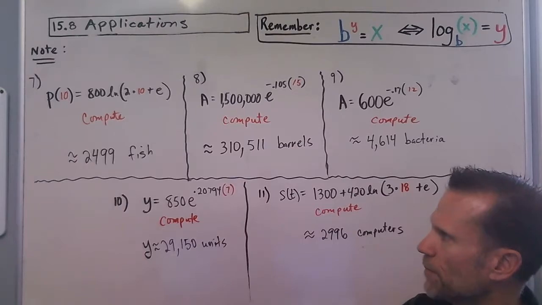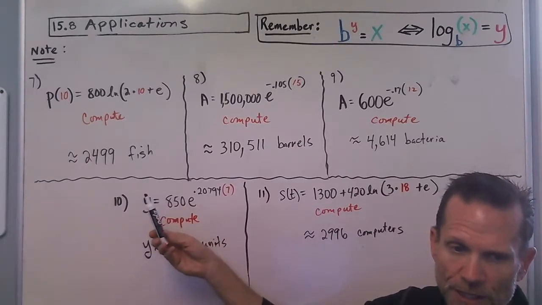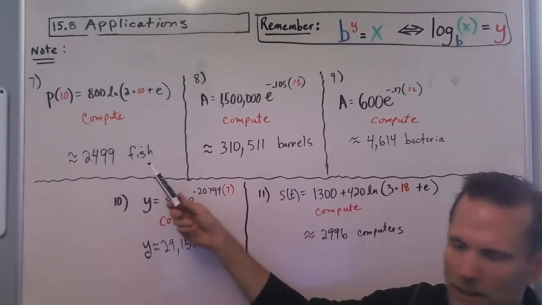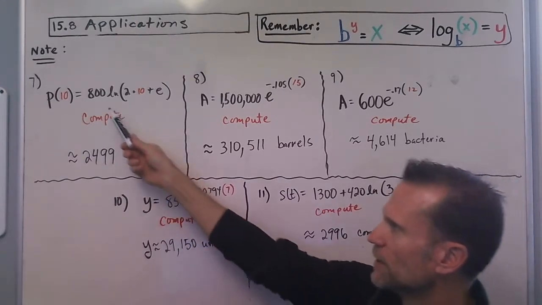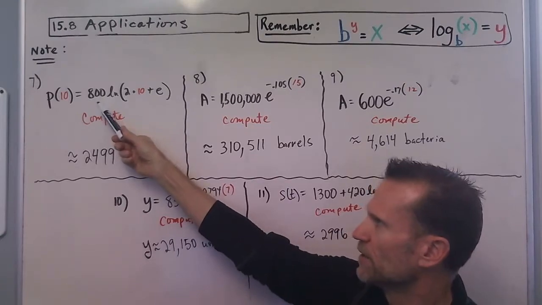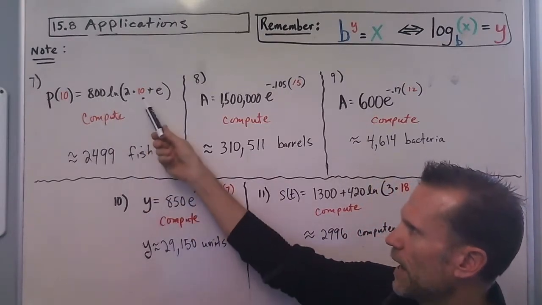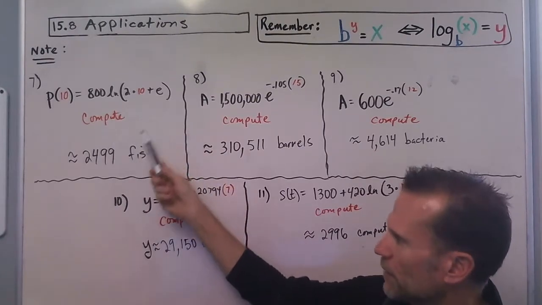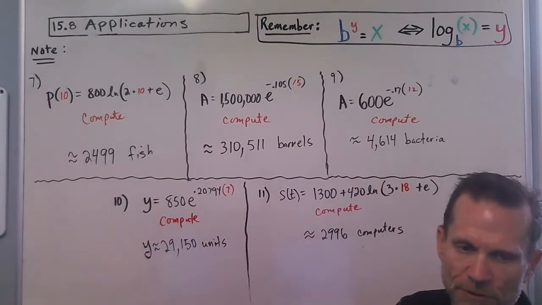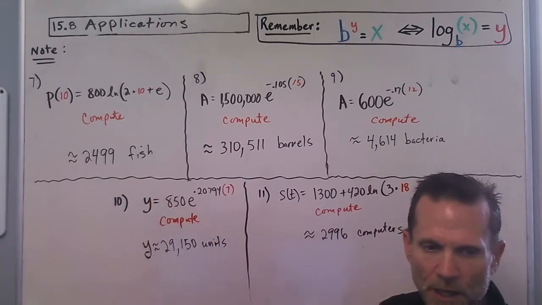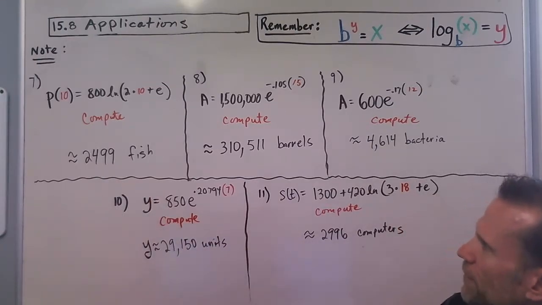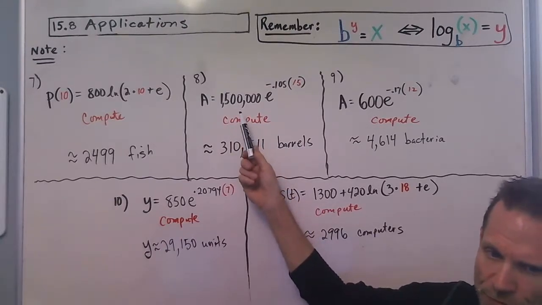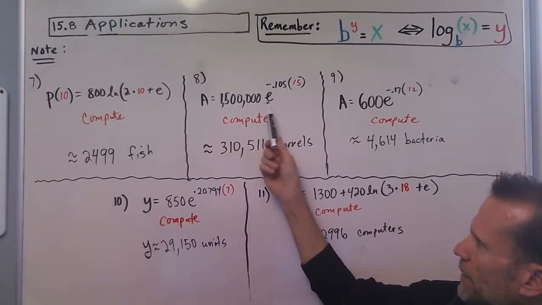This first one is to model the number of fish in a lake or a stream or anywhere. The problem states that there's originally 800 fish, and then after 10 years, what happens? So we put the 10 in here, and then we compute this, and the population of the fish grows to approximately 2,500 fish, okay?